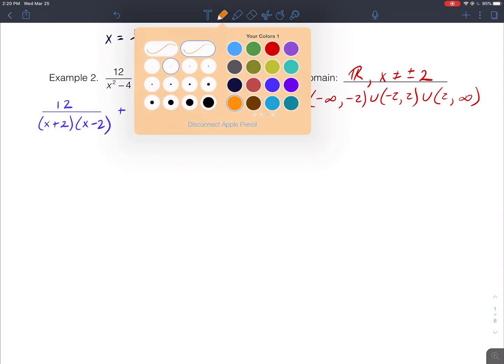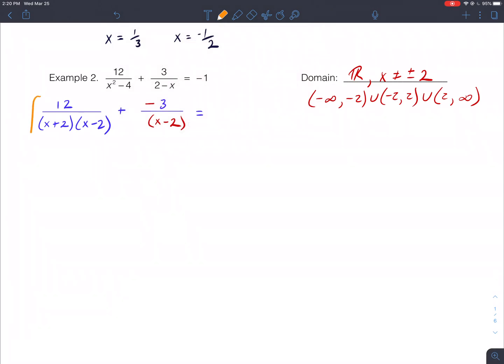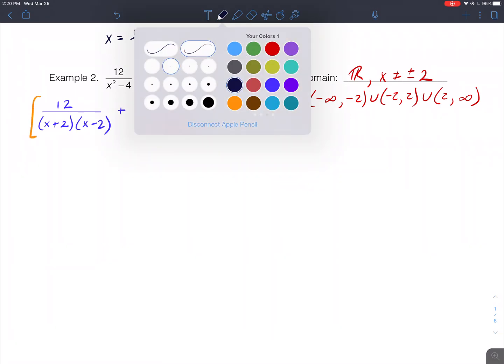So let's go on. Next, I would take the entire equation. Oops, something happened to my negative 1 here. I must have deleted it by accident.